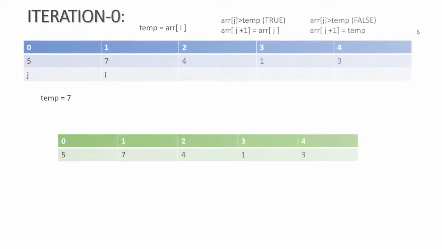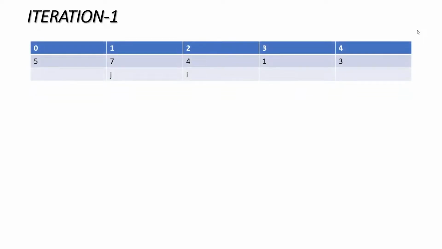So that means in iteration 1, the elements at indexes 0, 1, 2, 3, 4 are 5, 7, 4, 1 and 3. Now I will increment i. That means after completion of every iteration, I will increment i. But in every iteration, I will decrement j continuously until j is less than 0. So after incrementing, i is at second index.